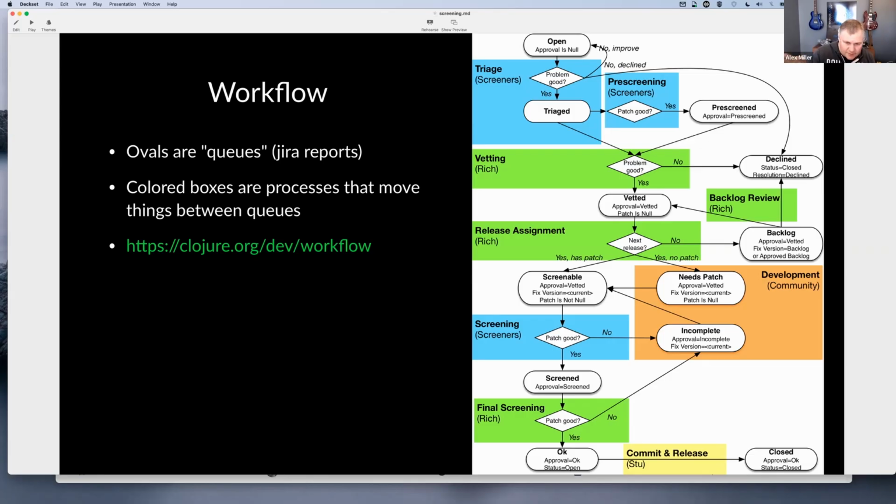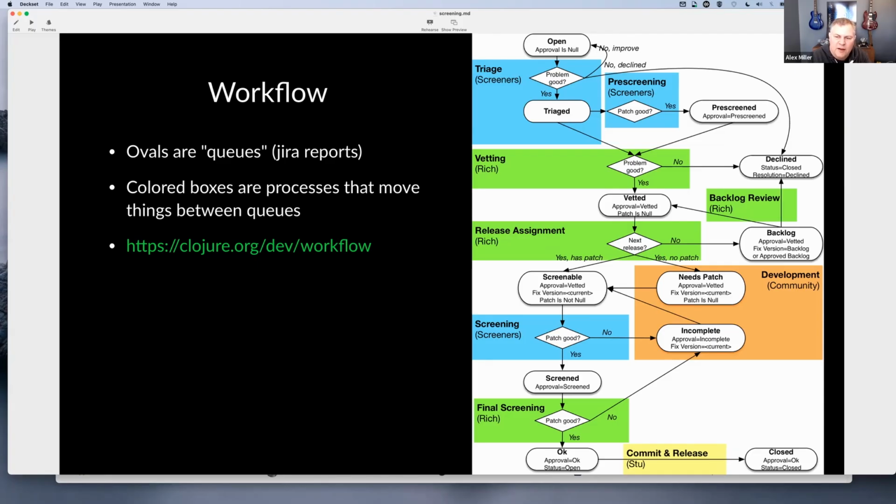Is it a good problem? And is it a good solution? That's kind of the three big questions we're trying to answer as we move through this process. So you come in as an open ticket.